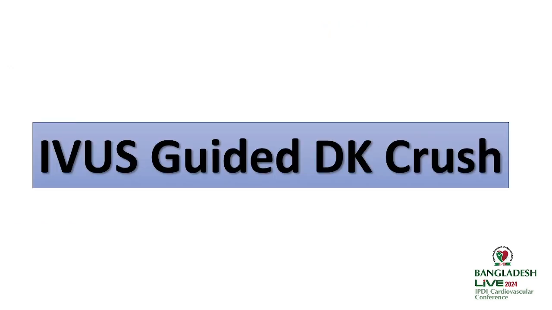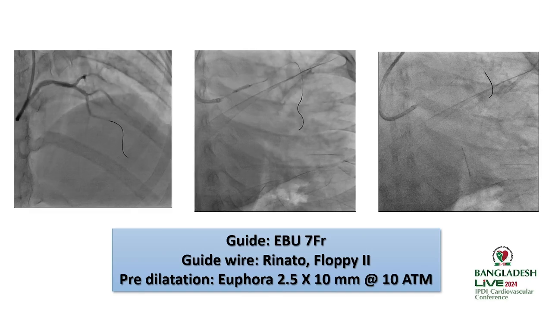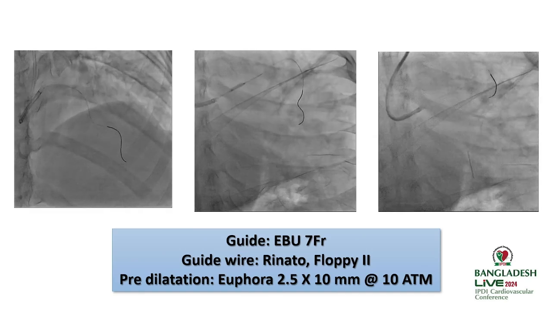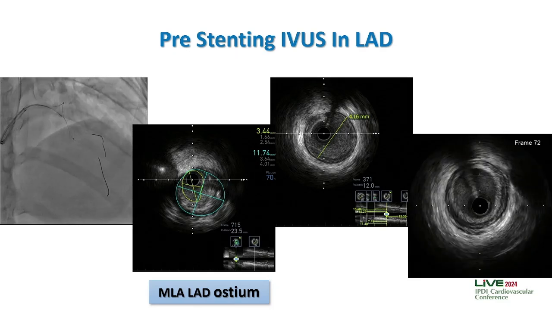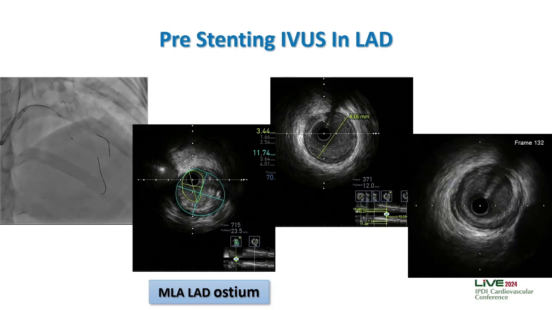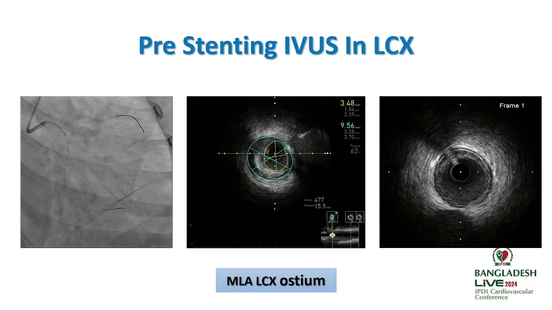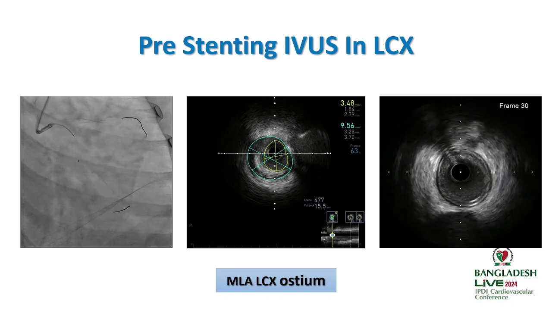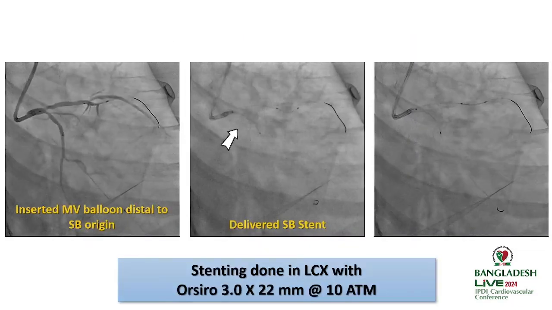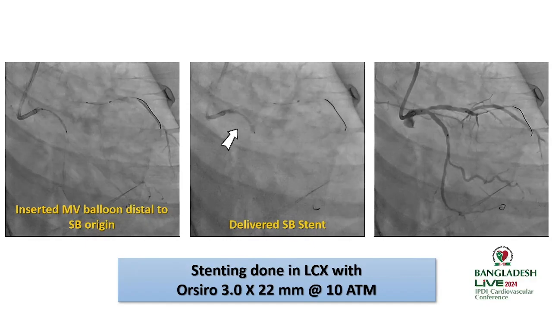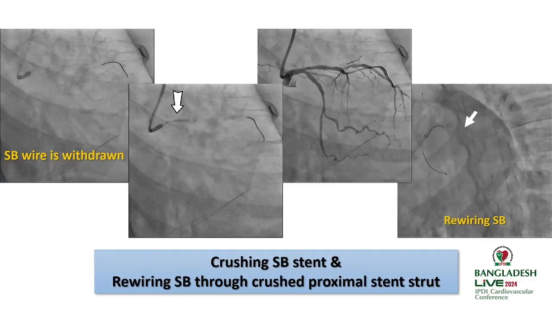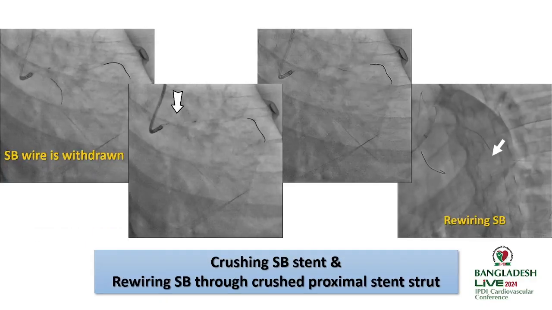So we planned for an IVUS guided DK crush. We pre-dilate both lesions with a 2.5 into 10 balloon. And pre-stenting IVUS in the LAD shows MLA of the LAD ostium only 3.4, and MLA of the LCX ostium 3.4. So first the stenting was done in the LCX with a 3 into 22 mm stent, then we cross the side branch and rewire the side branch.